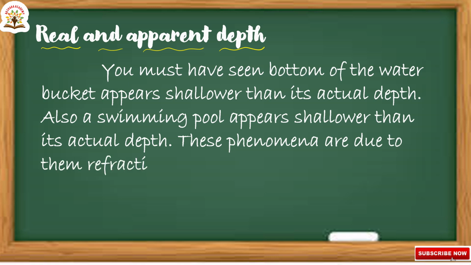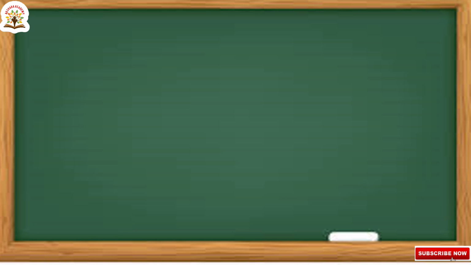The phenomenon of changing the speed of light whenever the light ray travels from one medium to another medium results in a change in direction. So due to that we conclude that a swimming pool appears shallower than its actual depth. Now we'll see one. The topic is real and apparent depth, by using one activity.